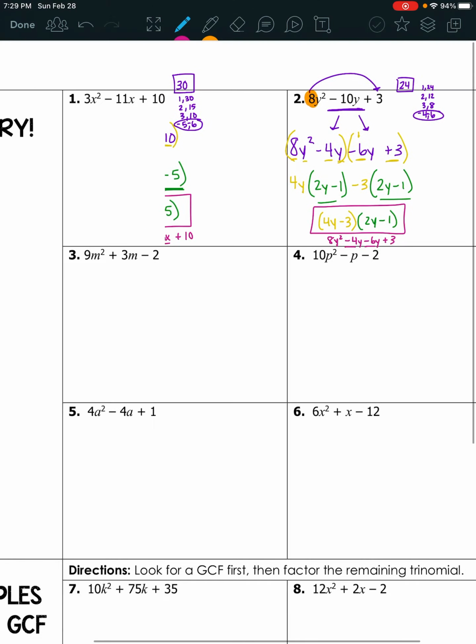Again, you could pause the video here and see if you can do some of these using this method, and then you can kind of decide which method you prefer. It's totally up to you.